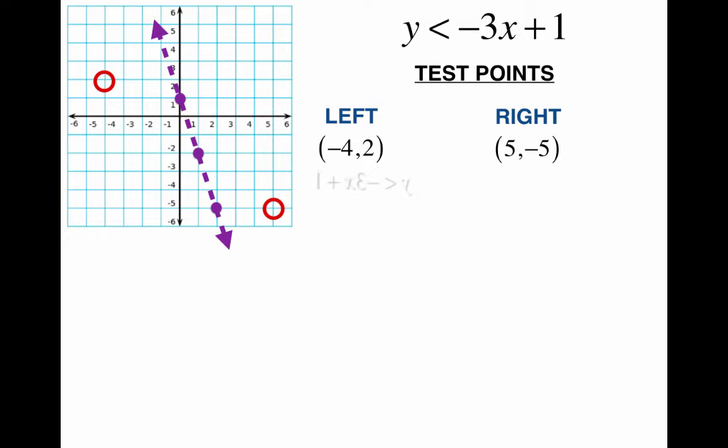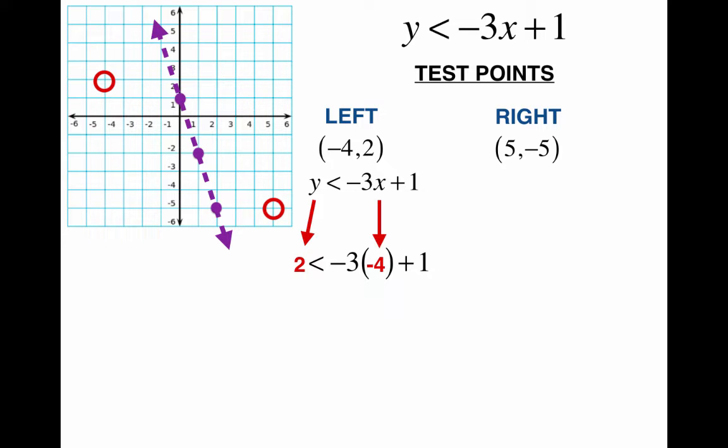To test our points, we take our inequality, y is less than -3x plus 1, write it down again, and replace the x and y with the point. If it's -4, 2, that's your x, y. So 2 is y and -4 is x. And we see what we get. Instead of y is less than -3x plus 1, it is 2 is less than -3 times -4 plus 1.